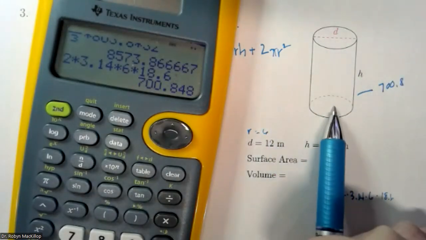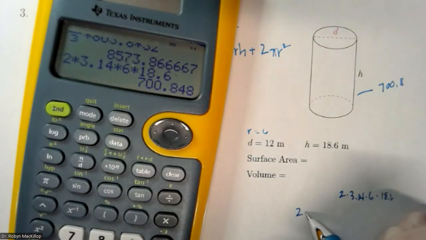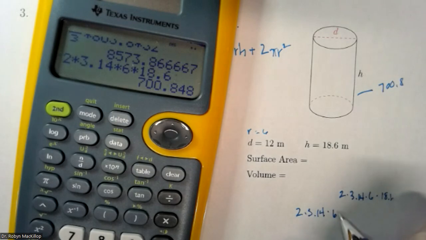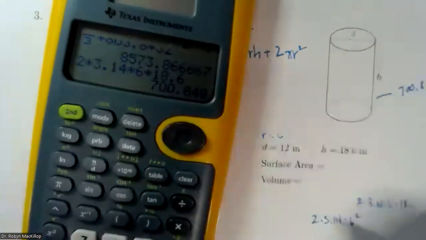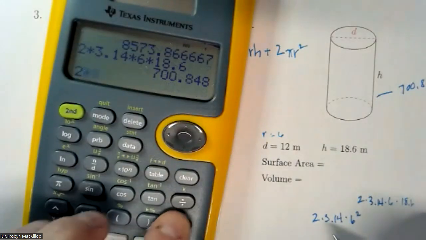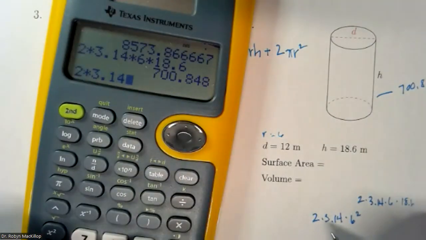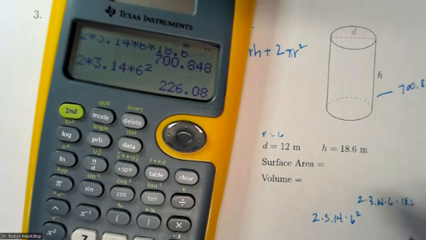Now we're going to do this. This is the top and the bottom circle. So we've got 2 times pi, 3.14, times 6 squared. This is measuring both circles. 2 times 3.14 times 6 squared.